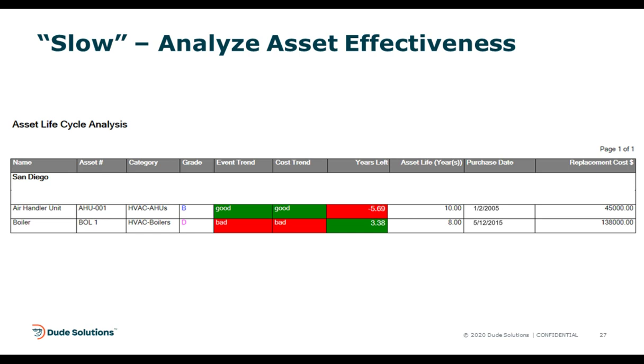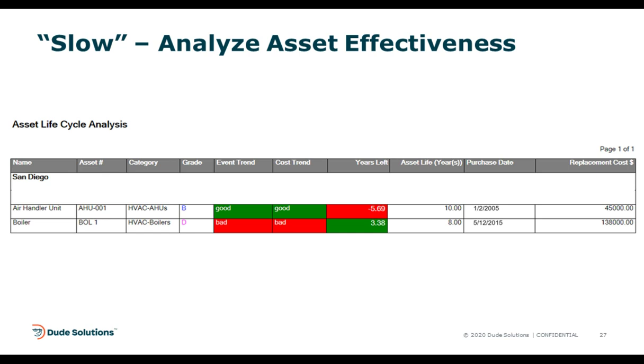This is a good example. This is the asset lifecycle analysis chart that we have in our Asset Essentials system, in our CMMS. Basically, I've got two assets here, an air handler unit and a boiler unit. Each of them gets a grade. The air handler unit's got a grade of a B. It's like school, A to F.